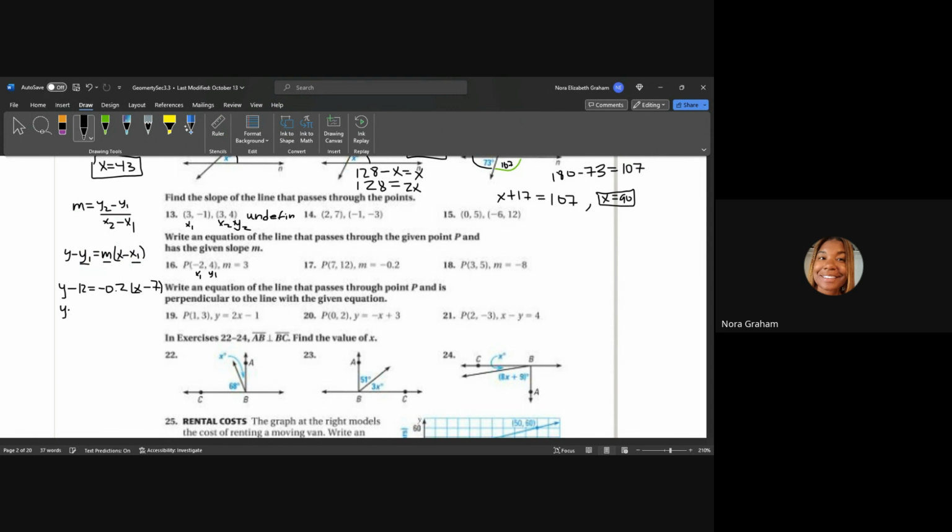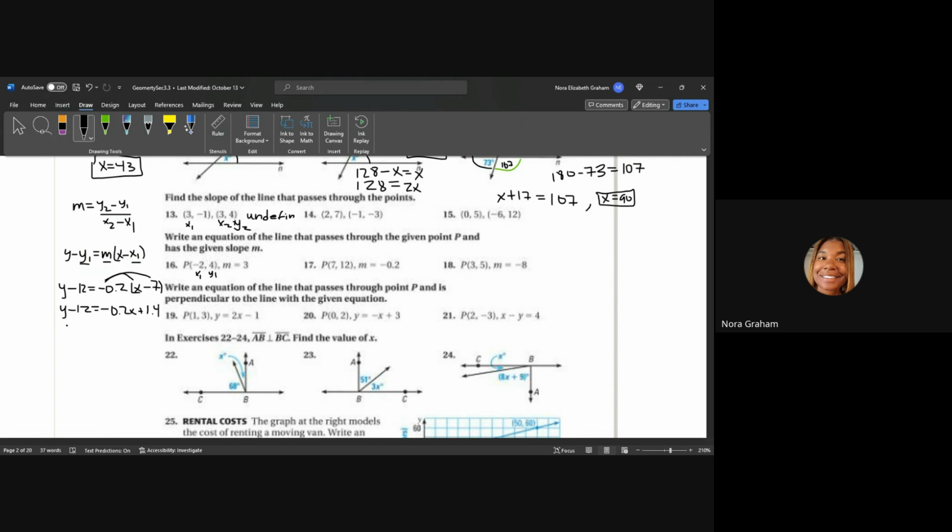The first thing I'm going to do is distribute. When I distribute that negative 0.2 through to hit each term, I get negative 0.2x, and then plus, I have negative 0.2 times negative 7. That's going to give me positive 1.4. Sorry, I had a brain fart. 1.4, right.